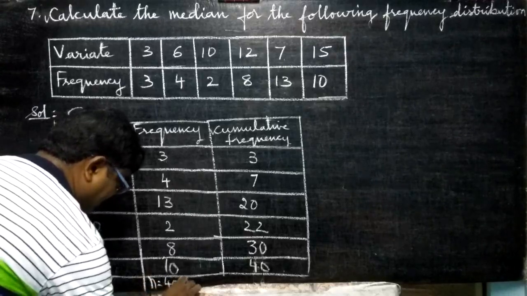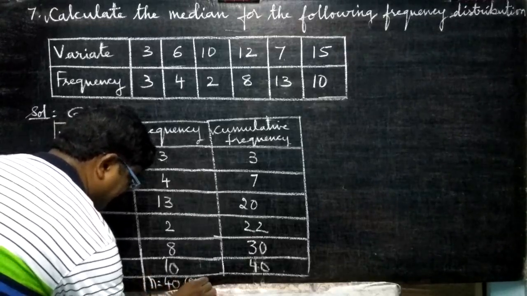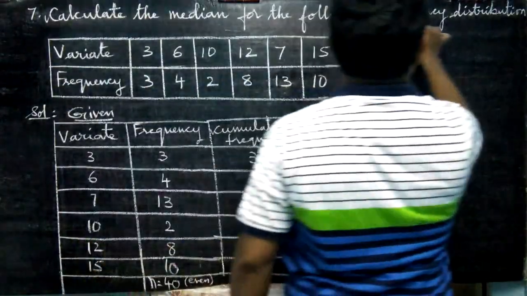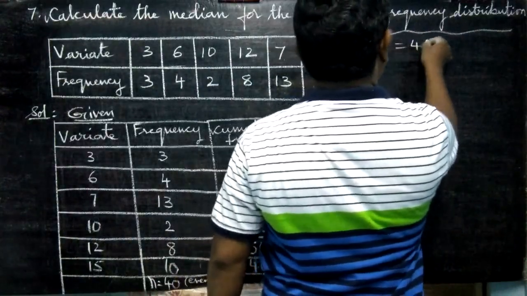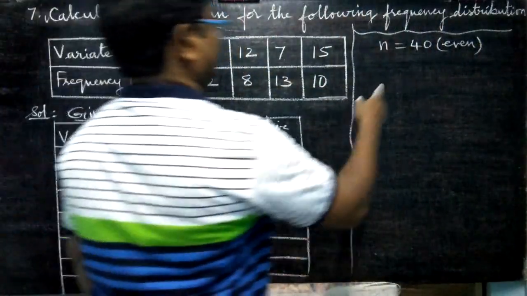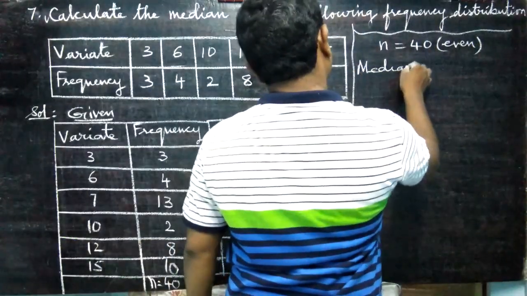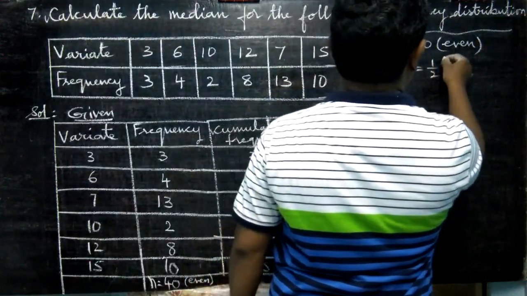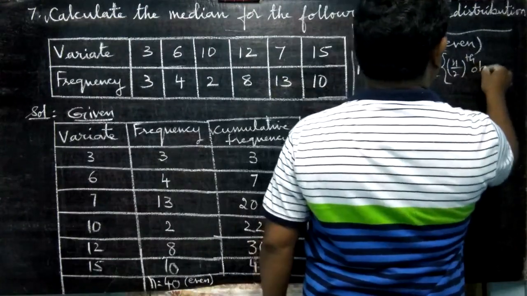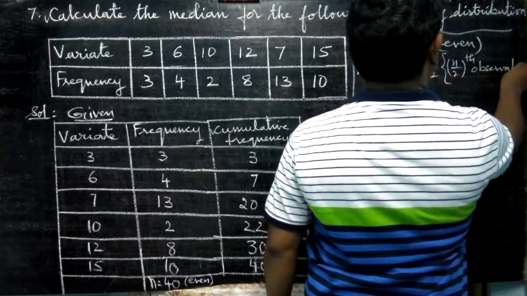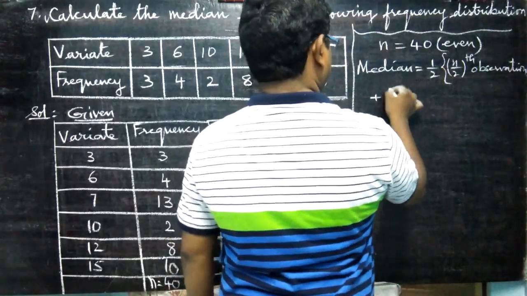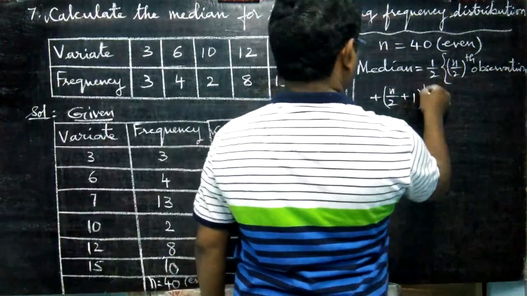40 means what? Even number. So we know when n is 40, n is equal to 40, that is even. Formula for even: median is half of the (n by 2)th observation plus the (n by 2 plus 1)th observation.